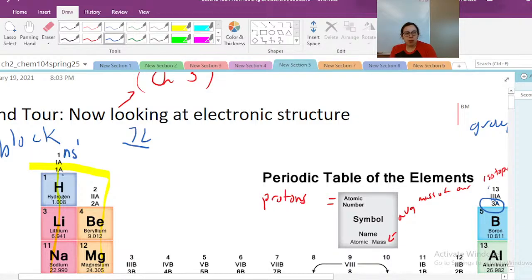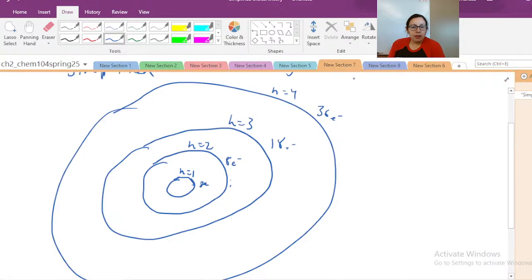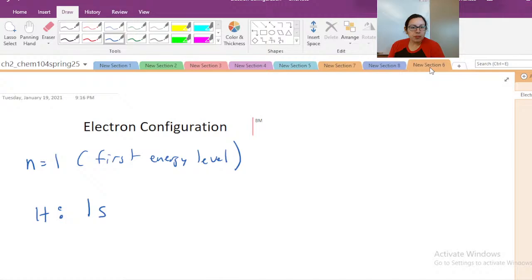Okay, so we're filling up our first energy level in our s orbital, so we know it looks like a sphere. Hydrogen just has 1 electron, so we put 1 electron in there. This is neutral hydrogen that we're talking about right now. If it is hydrogen plus or hydrogen minus, you subtract or add electrons respectively. Okay, so back to our electron configuration. This is our electron configuration for hydrogen. It's just 1s1.